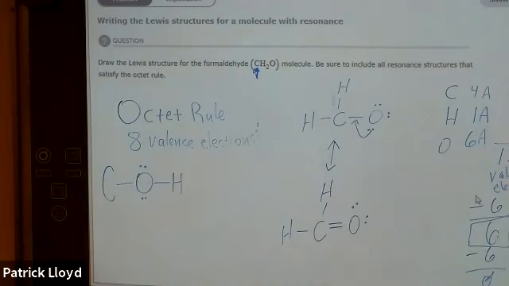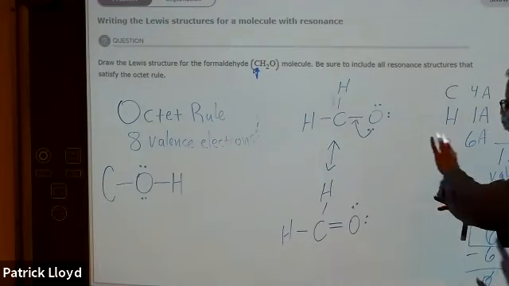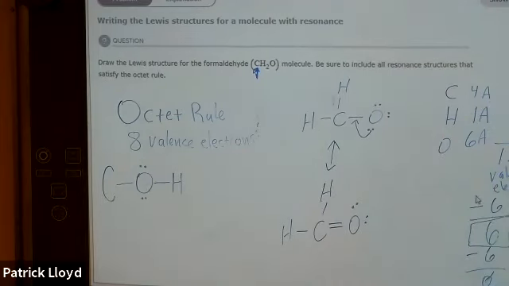Now, in this question, they say, draw all possible resonance structures that satisfy the octet. So what they're saying is, is there any other way we could do this Lewis structure that's different, but still the carbon has 8 and the oxygen has 8? And looking at it, I don't see any way you could do that.